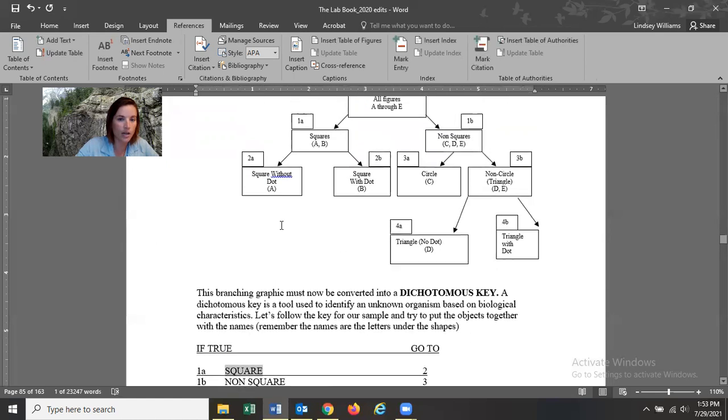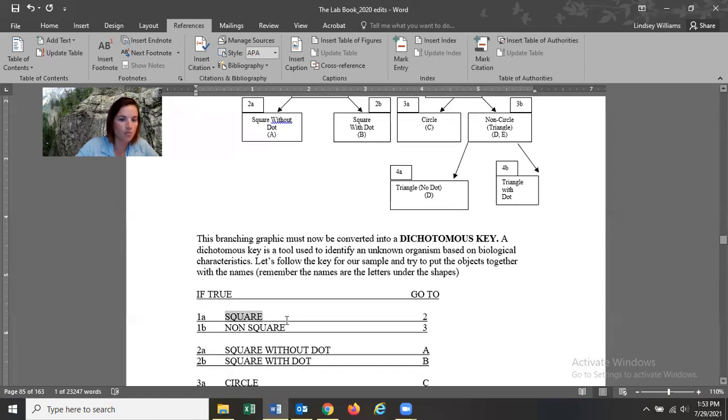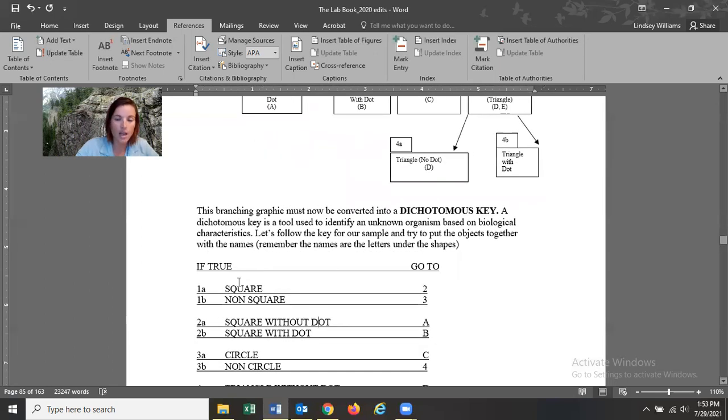So 1A is square. 1B, not square. I've had students put wonky stuff here, things that are not in their boxes, and I have to take off points because you're just following your own tree. So just whatever's here goes there. And then you tell your reader, where do I go from there?